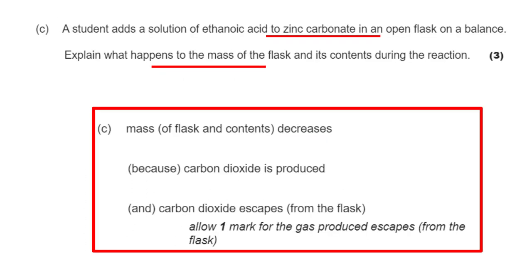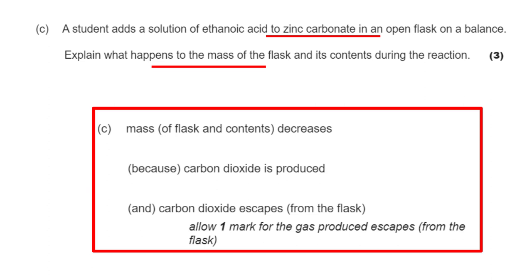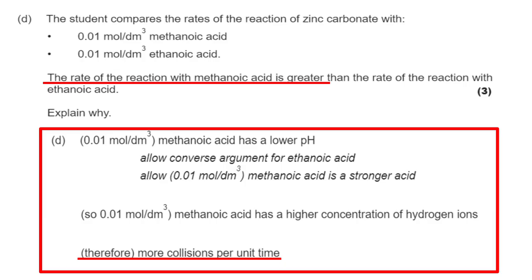Next, a student adds a solution of ethanoic acid to zinc carbonate. Explain what happens to the mass of the flask. Well, the mass of the flask will decrease because the carbonate will produce carbon dioxide gas, which escapes from the flask. This picture may be familiar to you. You could measure the rate of reaction here by measuring the mass loss of CO2, but you would need a very sensitive balance. But that's what you would see: the mass will decrease because carbon dioxide gas is escaping.